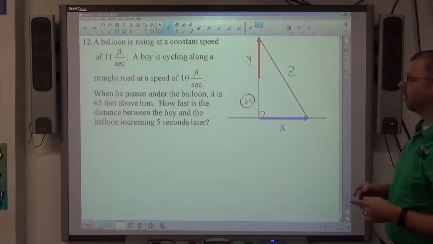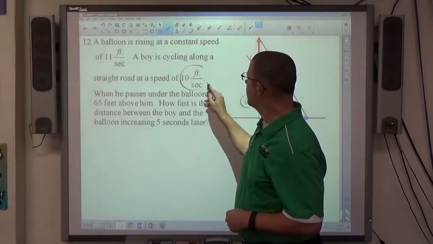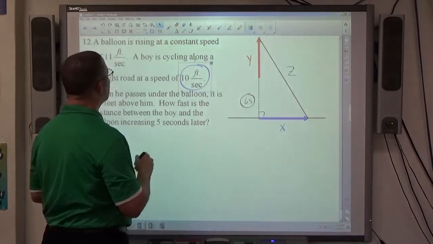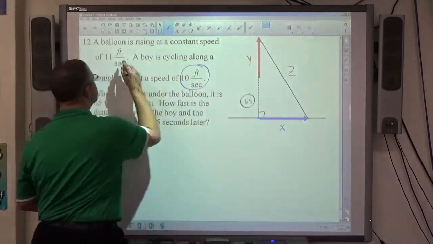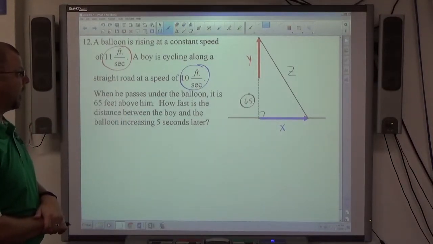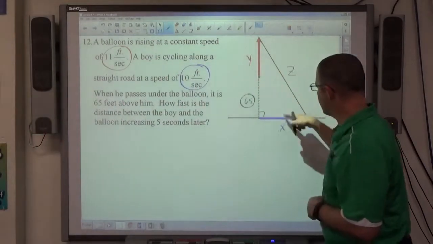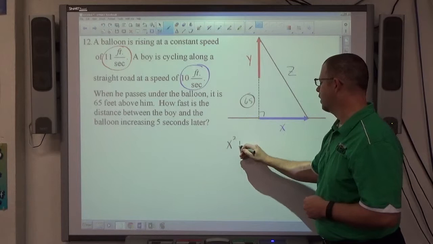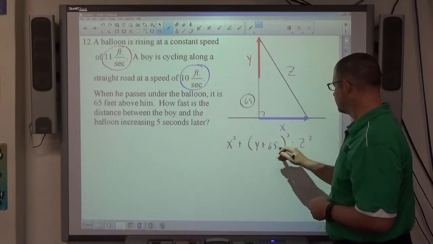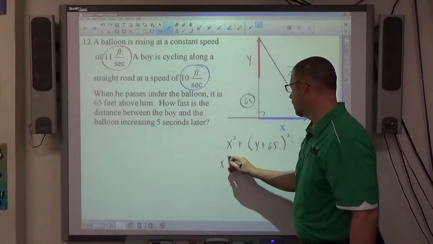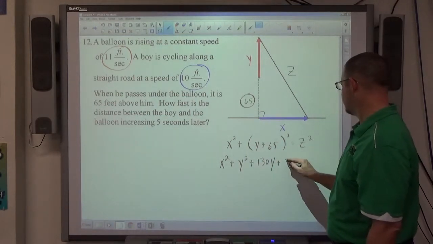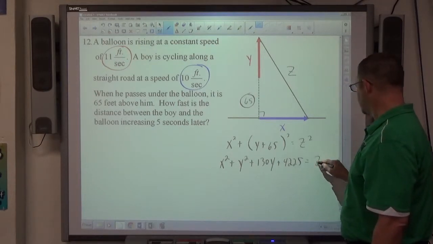Obviously, there's 3 dimensions here. We do have 2 speeds. The speed of the boy is 10 feet per second. The speed of the balloon is 11 feet per second. And if we have 2 rates, we can find a 3rd rate. So we're good to go for that. The relating equation between these dimensions is the Pythagorean theorem. x squared plus (y plus 65) squared is equal to z squared. I'd probably go ahead and square that out, so I'm going to get x squared plus y squared plus 130y plus 4,225 is equal to z squared.